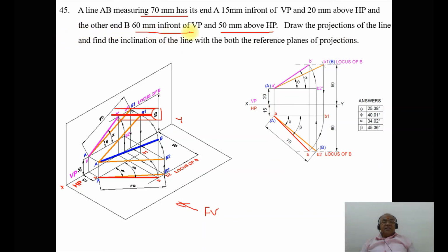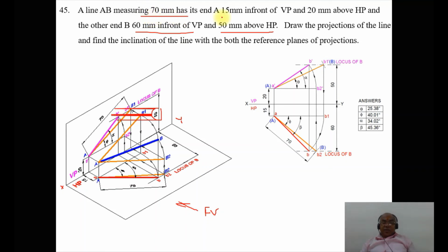Similarly, as the other end is 60 mm in front of VP and 50 mm above HP, from the XY line you measure 50 mm and draw a horizontal dashed dot line which is going to be the locus of B. Just write locus of B. Similarly, from the XY line you measure the distance of 60 below the XY line and you draw a horizontal dashed dot line which is parallel to the XY line in the top view, and you mark this as locus of B.